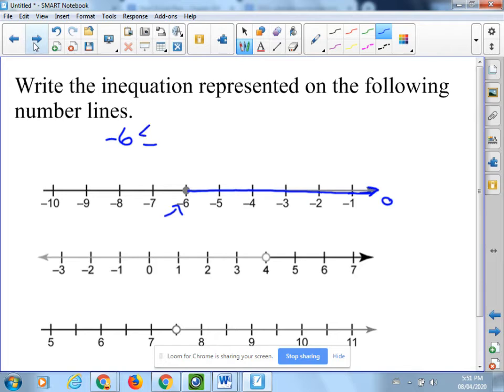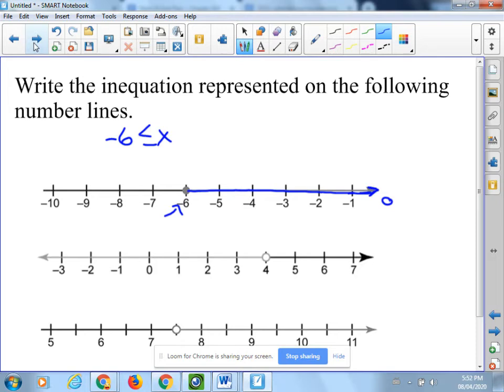So I'm going to say that -6 is less than or equal to all of the potential values of x. Because -5 is actually bigger than -6, because it is closer to the 0. It is warmer, okay? So that would be my correct solution.